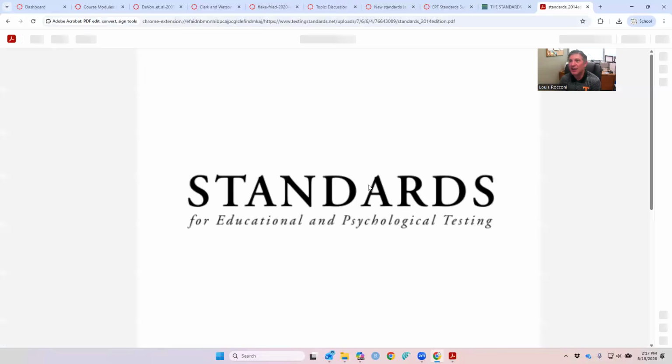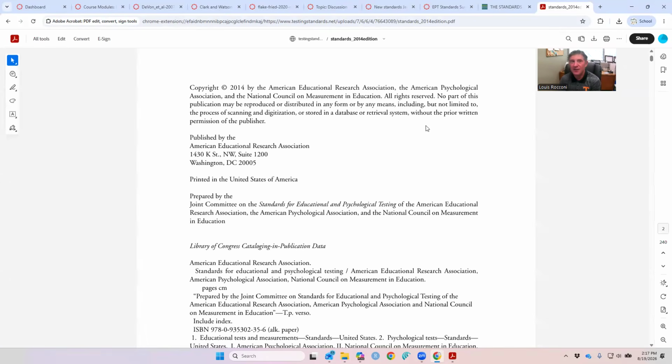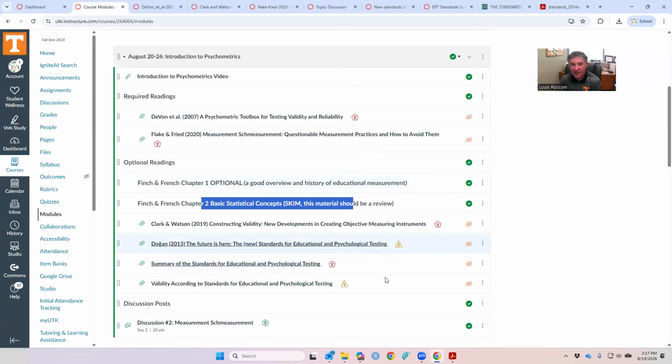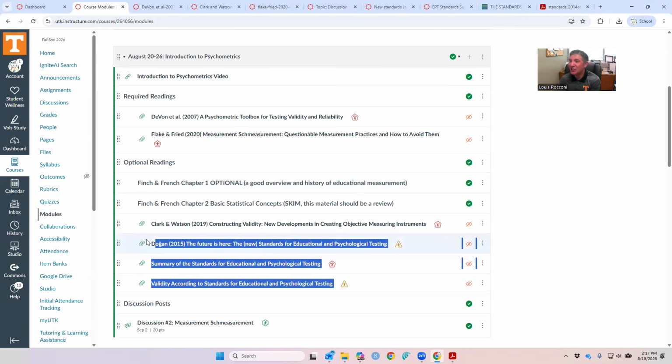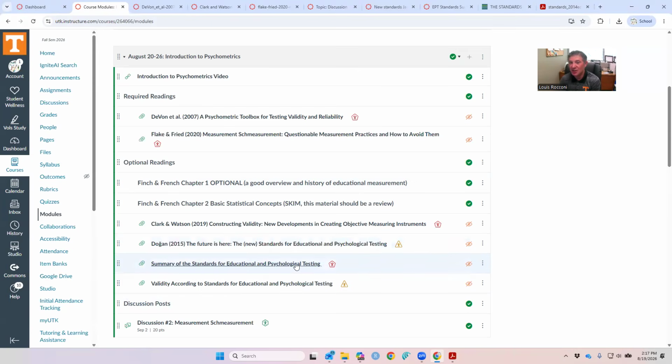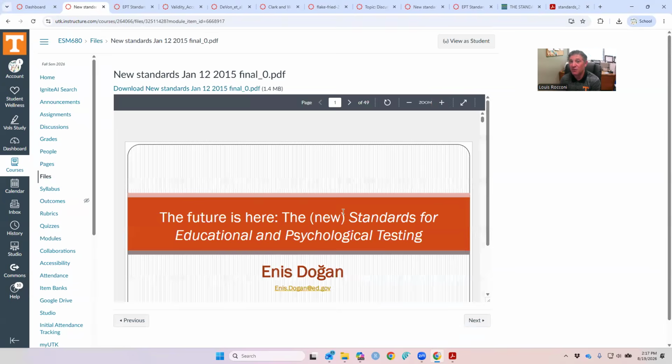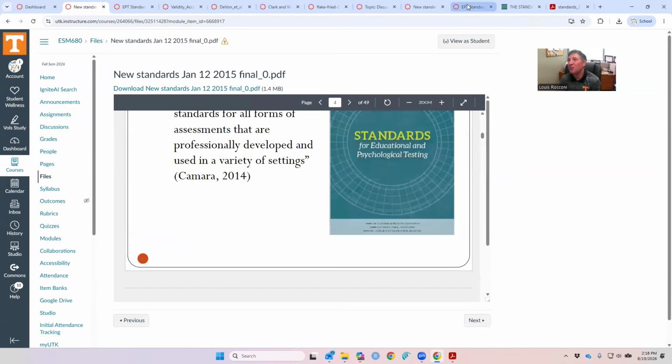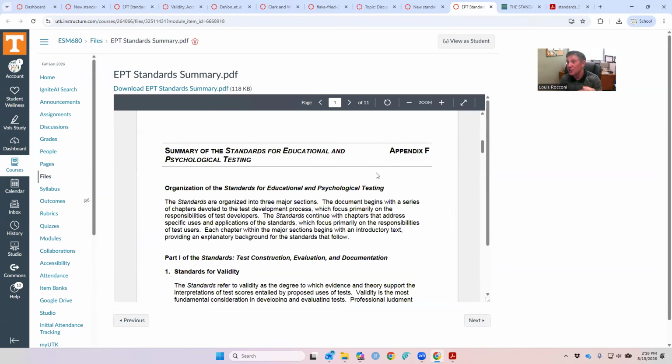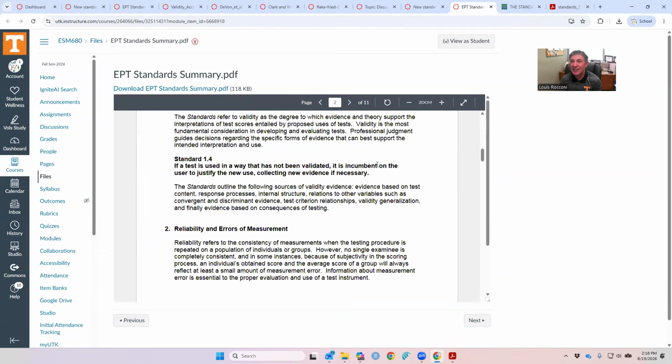Again, I think I've linked through this, but these three here are basically summaries of this standards document and what it's trying to tell us. There's a summary of the standards, validity according to the standards, and I think this was just a PowerPoint overview of the standards. We're going to take pieces of it as well, but these are just to give you a general overview of what they are. It's really a set of guidelines talking about what we mean by validity and reliability, and what the different types of evidence are that we use to support claims of validity.